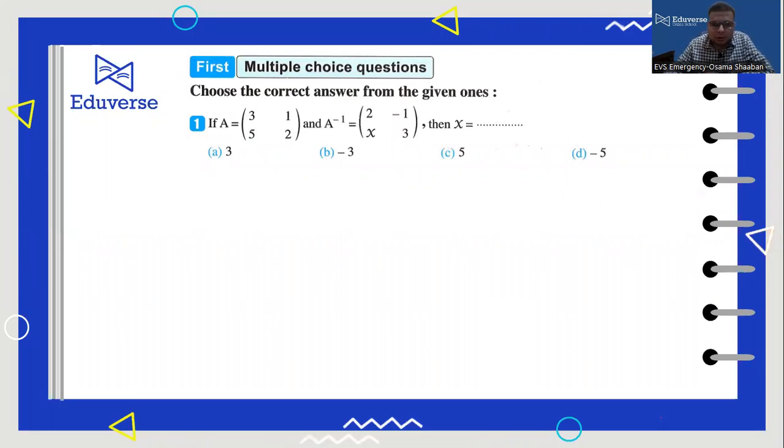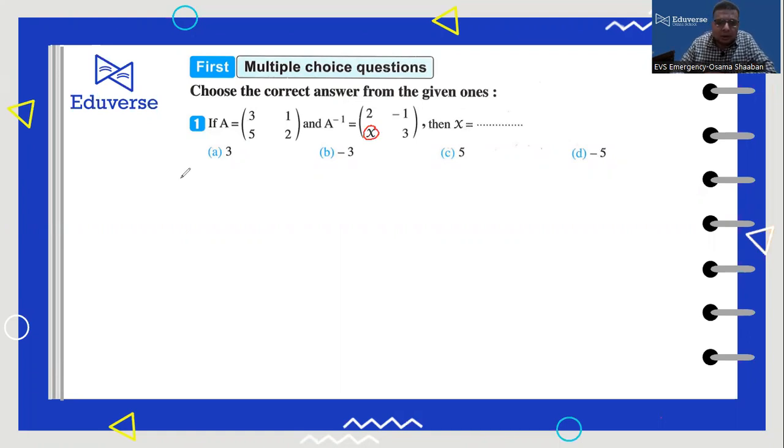Choose the correct answer. Number one. Here you have a matrix A and a matrix A power negative 1. That means the multiplicative inverse of the matrix A. I need the value of x.